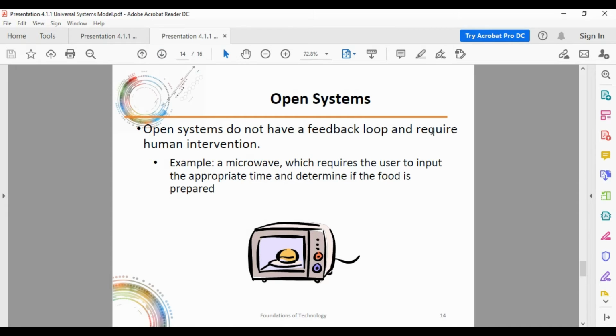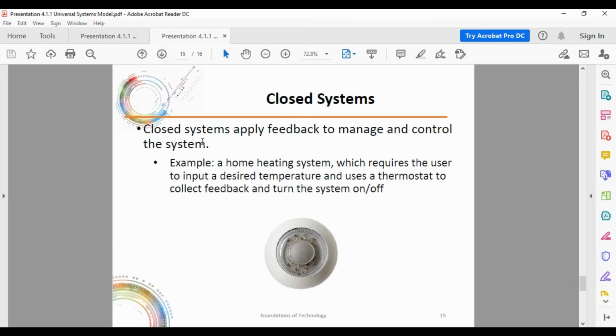Open systems do not have a feedback loop and require human intervention. Example, a microwave, which requires the user to input the appropriate time and determine if the food is prepared. If you cook the food too long, there is nothing in a standard microwave that tells it to stop. Or if it hasn't been cooked long enough, there is nothing in the microwave to tell it to keep going. There are some super fancy microwaves that are starting to come out now that do have that kind of feedback loop. But most of the time, the feedback loop involves a person to check to see whether or not it's done.